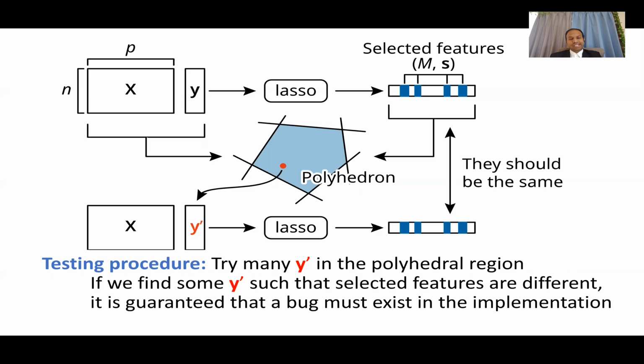So we try to create many y prime from our polyhedron, and a lot of features will be generated through the y prime. We compare these features with our originally selected features. Basically, for any y prime, the generated features should be the same as our original selected features. But if any y prime gives features different from the original selected features, it means that the implementation must contain a bug.